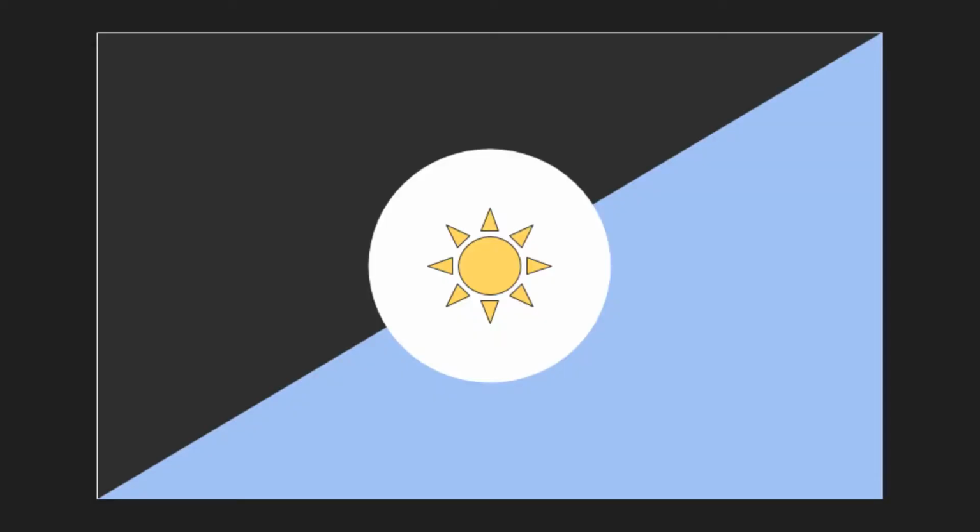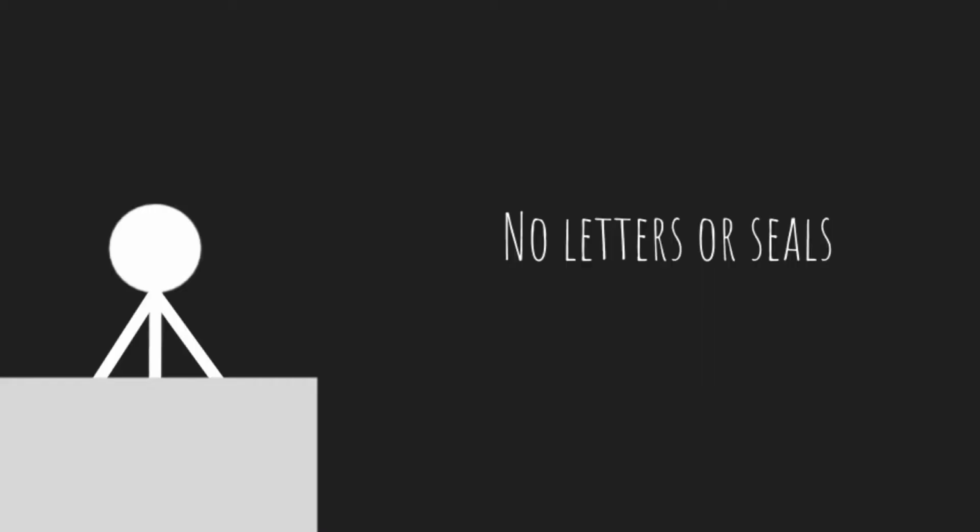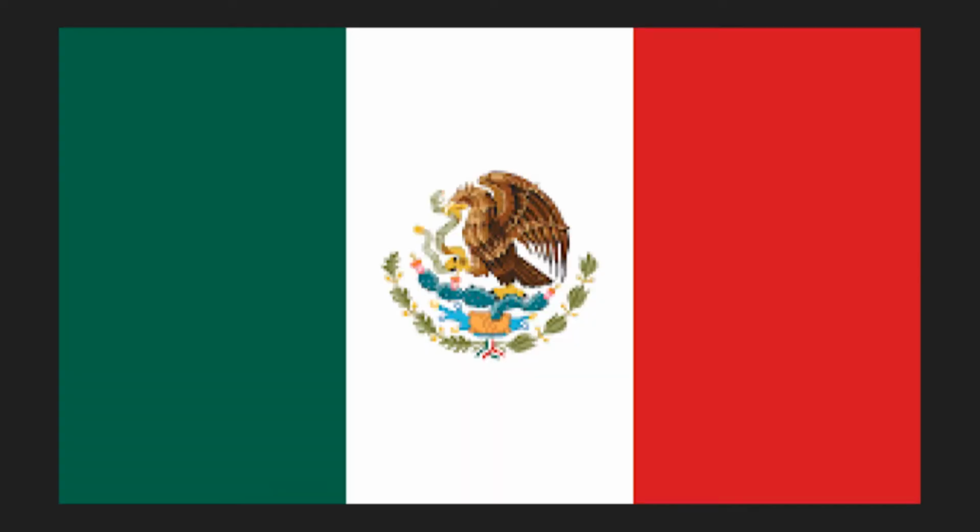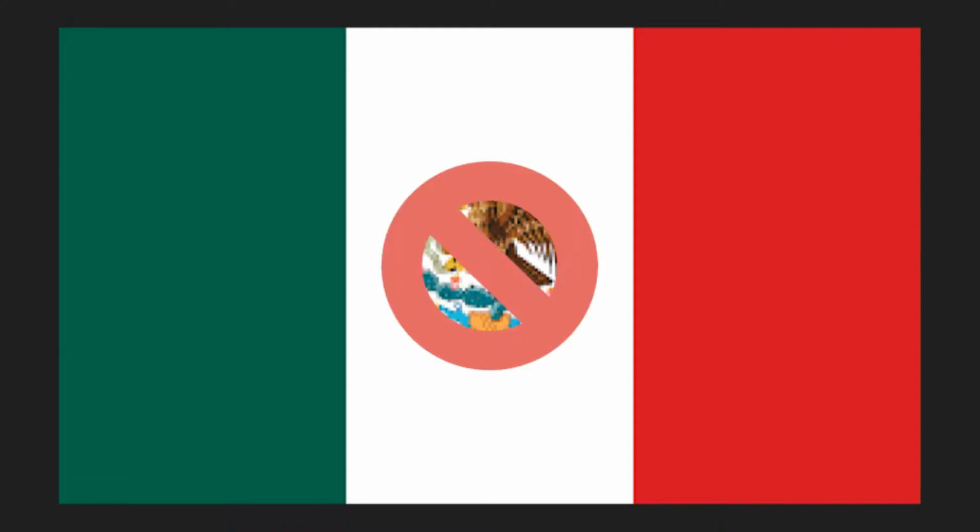And as you can see, my flag right now has a blue triangle on the bottom side, so that just represents the sea or the earth, however you look at it, and then the black represents the space. Now moving on, the fourth rule is to have no seals or letters. If I look at Mexico's flag, though it doesn't have a seal, at least I don't think it does, we cannot have that type of complexity.